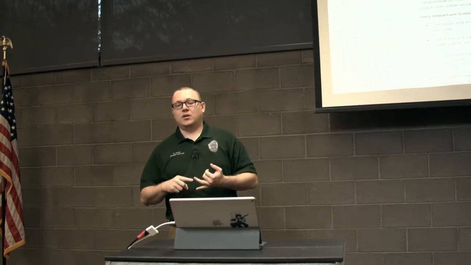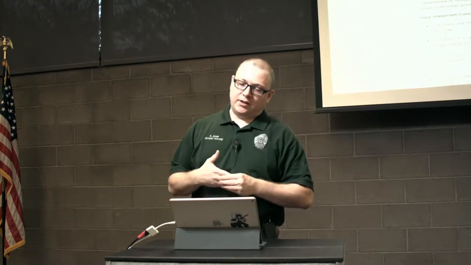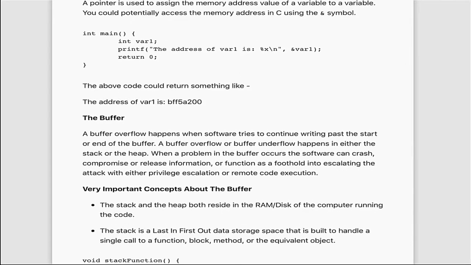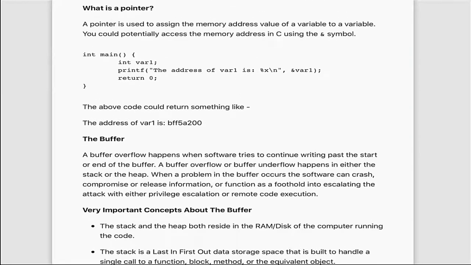Now, I want to talk about the buffer. I want to talk about pointers. And I want to give you a few concepts about the buffer before we continue to kind of help this set in and to give you all a little bit more information about how this works. So a pointer is used to assign the memory address value of a variable to a variable. You're going to use a variable to reference where a variable is being stored in memory. So we're not referencing the contents. We're actually referencing the address, okay?